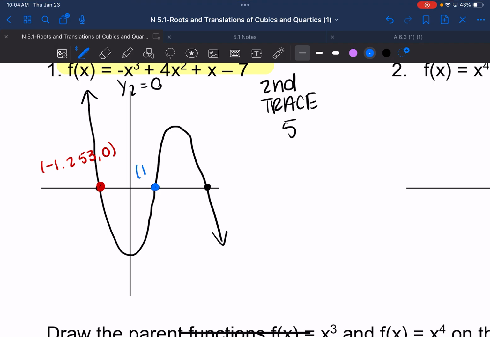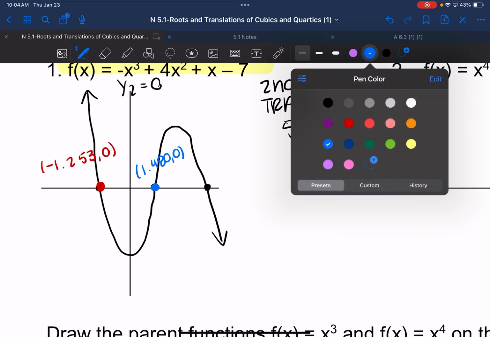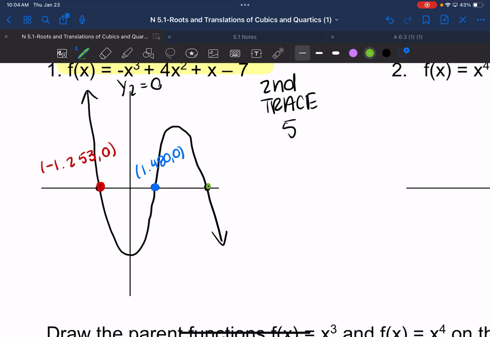So this is at 1.480. Good. Awesome. Okay, so he already found the last intersection point, this one that I put a green dot on. And he said this one is at 3.773.